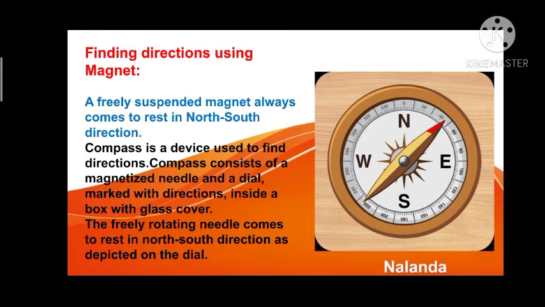The freely rotating needle comes to rest in a north-south direction as it is depicted on the dial. And as you can see on the dial, the needle is marked with a red color, which almost points towards the north pole of the magnet.